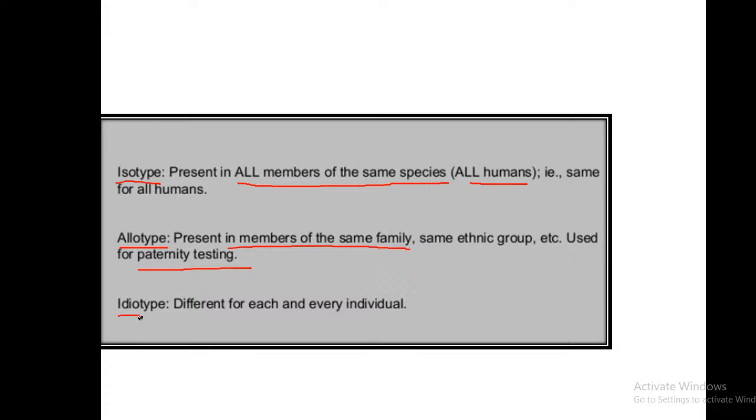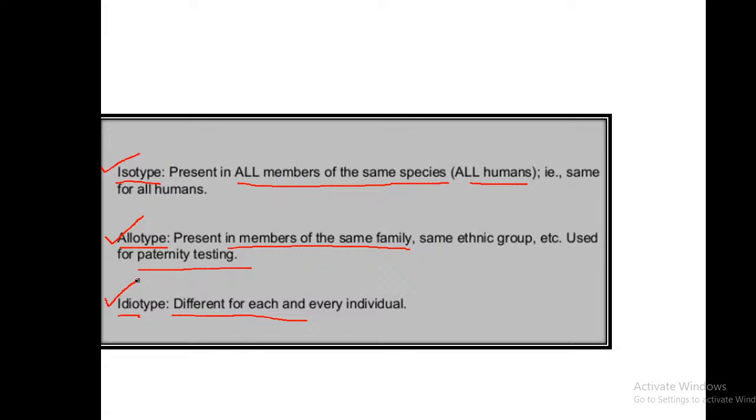The idiotype is different for each and every individual: for you, for me, for father, child, mother. Each individual has different idiotypes. That means it is individual specific. Isotype is species specific. Allotype is family specific. Idiotype is individual specific. That is the main difference between these three.